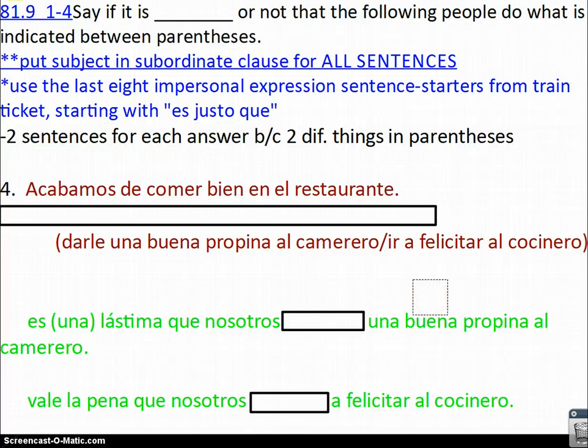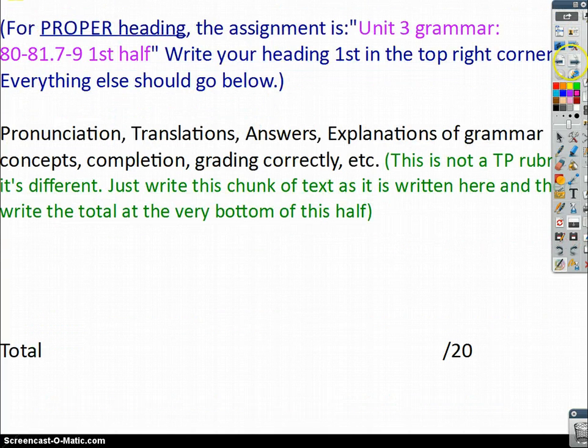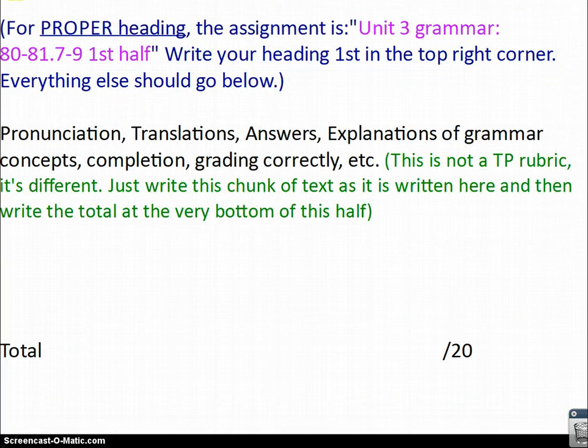If you're thinking to yourself, I don't know what acabar de plus infinitive means, I would check the infinitive phrases on the inside flap of my book cover. And last but not least, here's the rubric you're going to be graded on for this assignment. It's not a usual rubric, it's just going to be out of 20 points, and the things that you are earning points for, or being marked off points for, are your pronunciation, the translations I ask you for, your answers, if you can explain why you did what you did, if it was complete, and if it's graded correctly. Any of those things can reduce your grade.